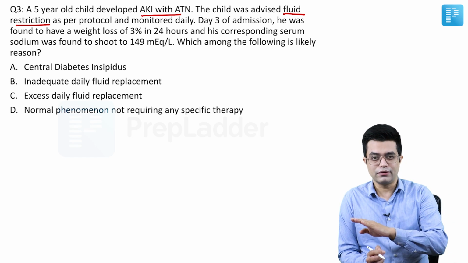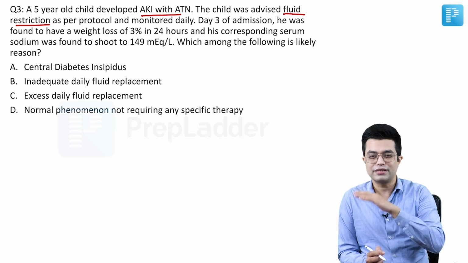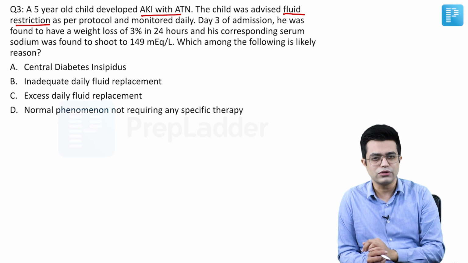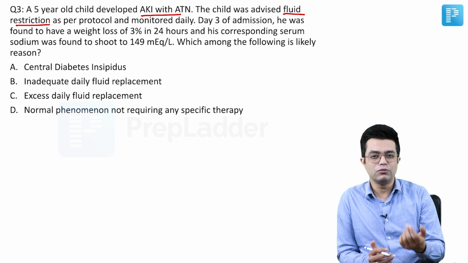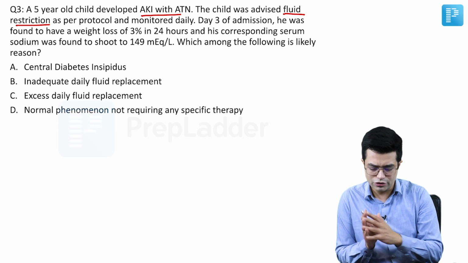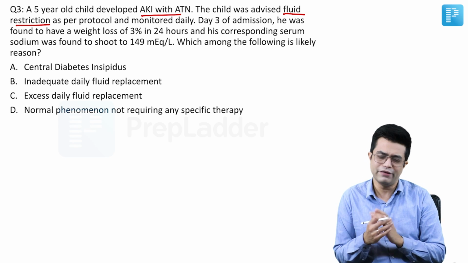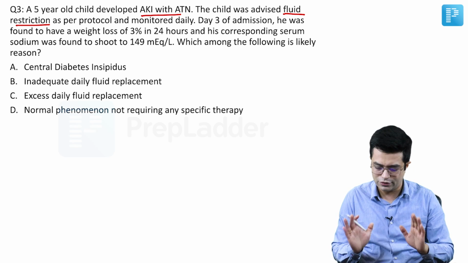But wherever the child is having intrinsic renal AKI, established AKI due to acute tubular necrosis, there are chances of pulmonary edema and volume overload, and so you do fluid restriction. So the child was given fluid restriction as per protocol and he was monitored daily. So it was fine so far.